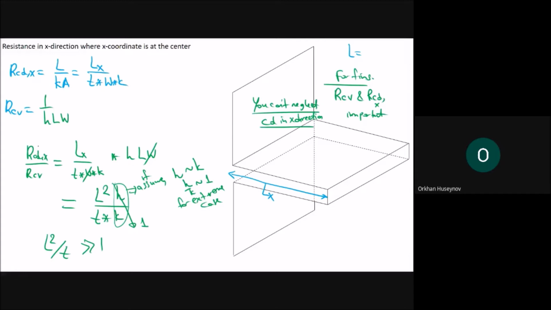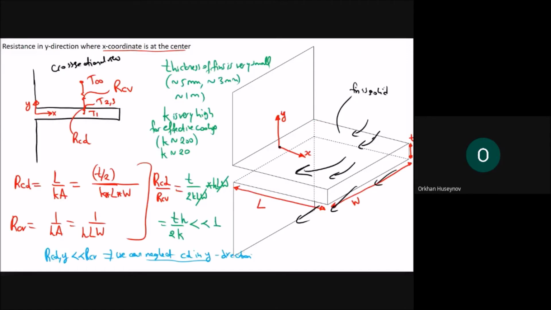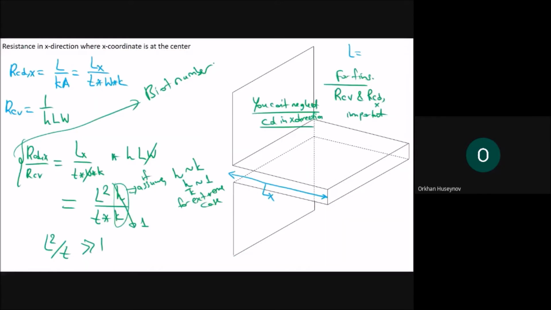Okay, and these ratios here, you have the RCD X by RCV, and this one is called the Biot number. This is called Biot number. So what is Biot number? Biot number shows the ratio of the resistance that you want to neglect to the resistance that you think is dominant.